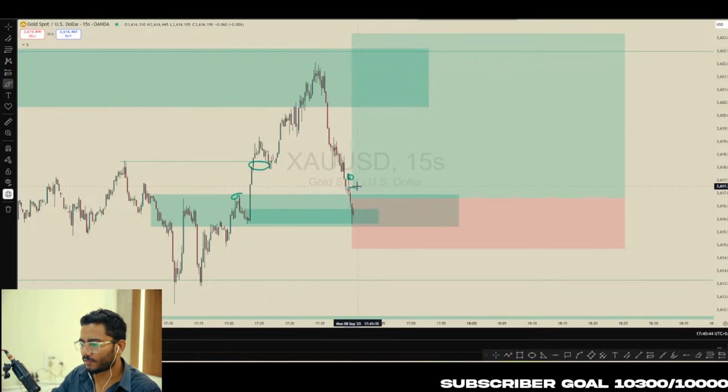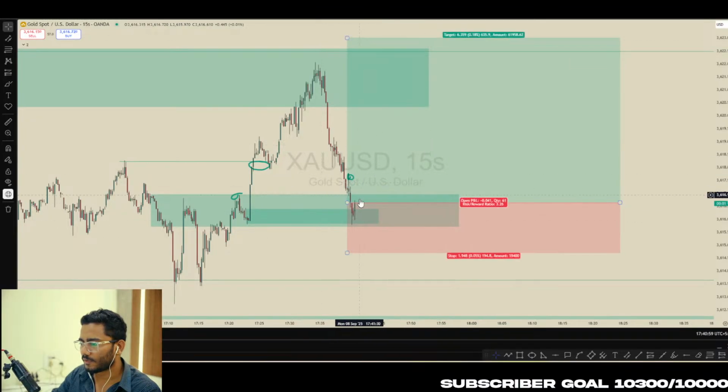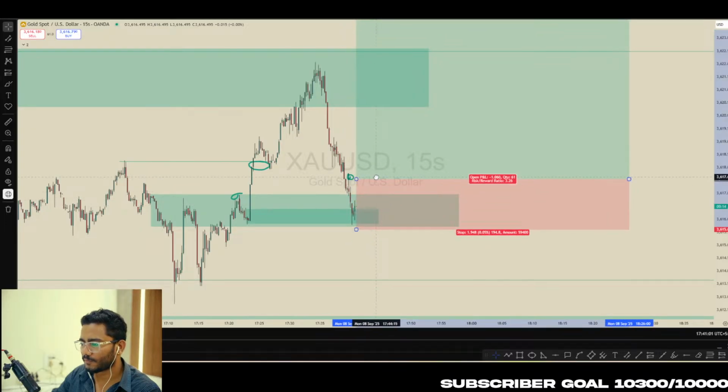Price took out this liquidity. This is the inducement. If this breaks, then we'll put our stop loss below this and target the next high, which is this one. You can look for entry over here also, but it will be a risky entry. But it should react from this order block only.